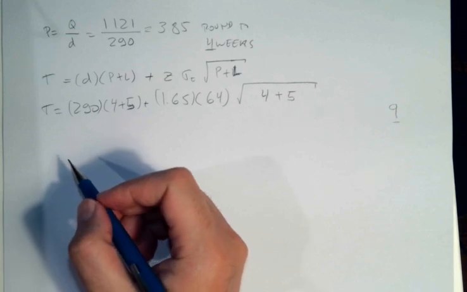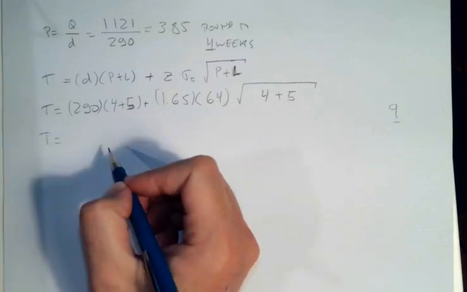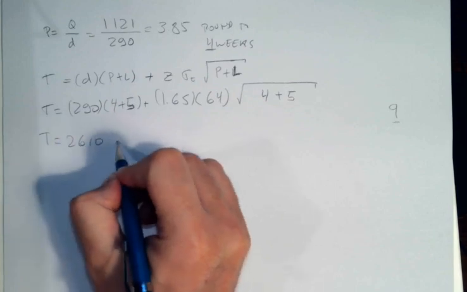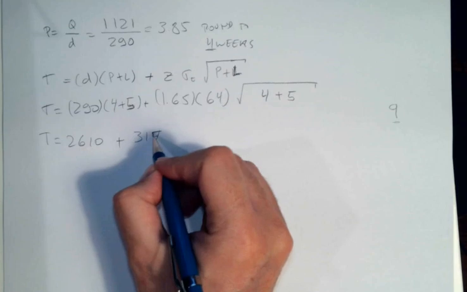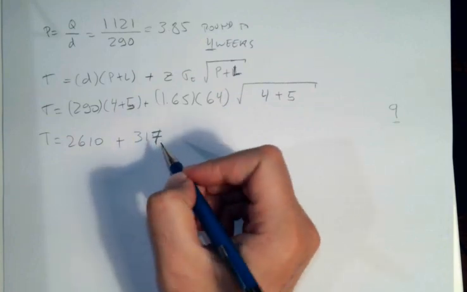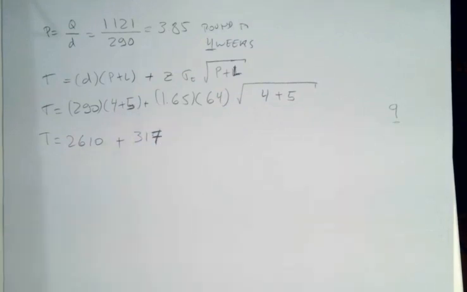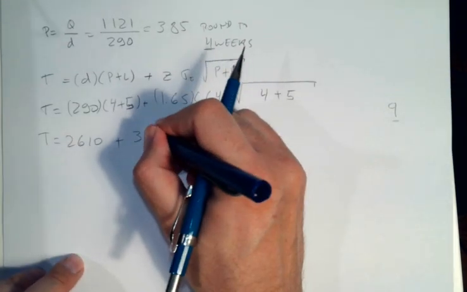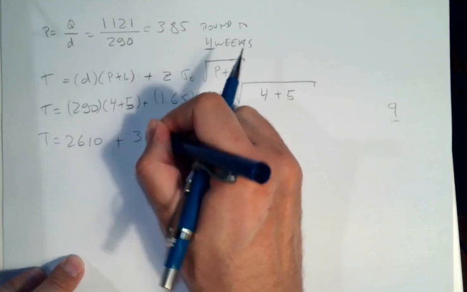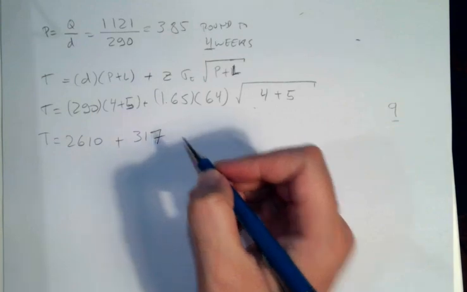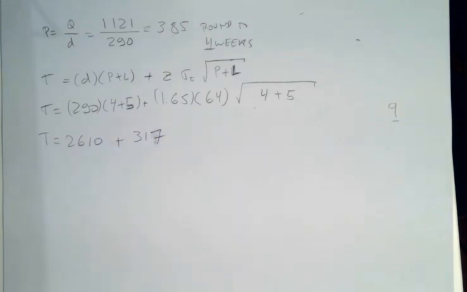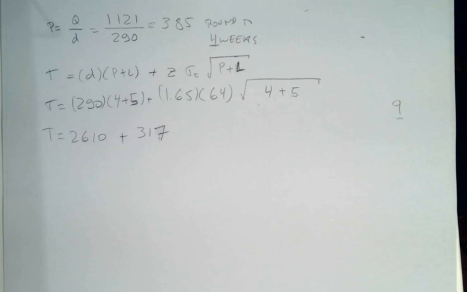Anyway, so target will be 2,610 plus 317. Oh, 17, not 14. Okay, let me see if I find an eraser here. I'm also using my wife's office, so she's also not very happy with me right now. But anything that I need to do to make you guys happy and knowledgeable, right?